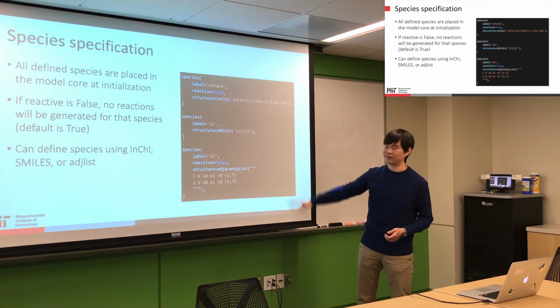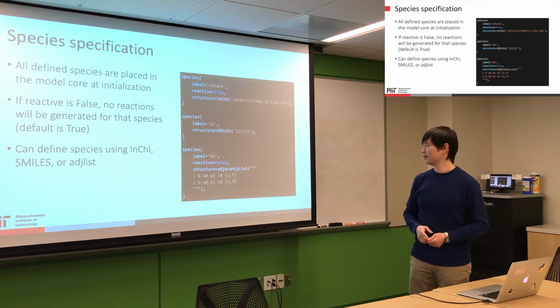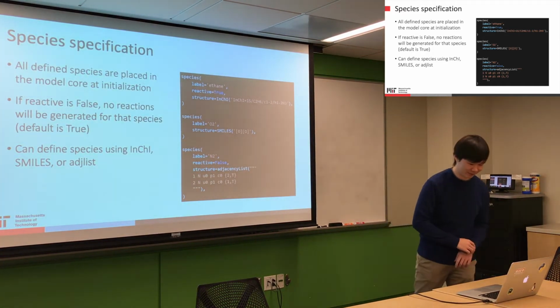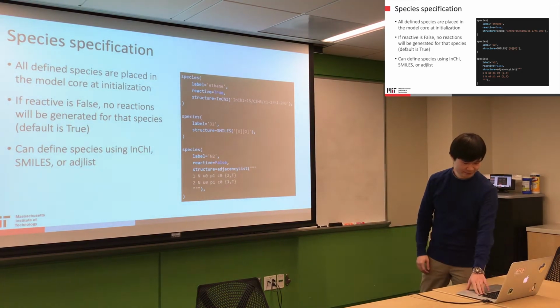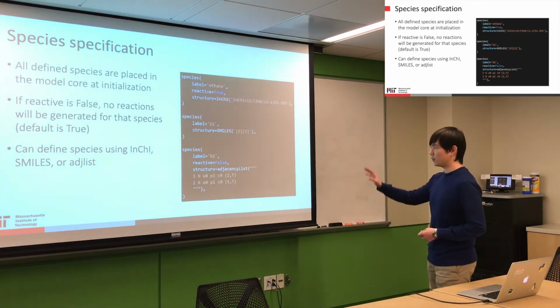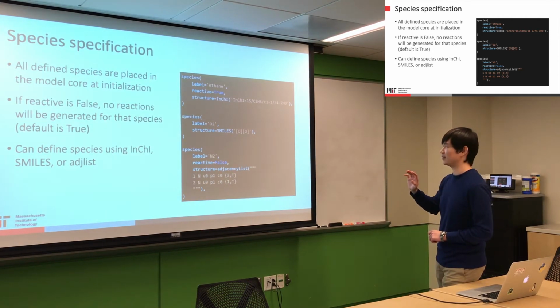You'll generally want to set reactive to false for any inerts or bath gases, which you don't want to be generating reactions for. Of course, if you are generating a mechanism for nitrogen chemistry, nitrogen will probably not be inert in that case. Here, do we need to give transport parameters if we don't provide a SMILES structure? For RMG input files, you can't provide transport parameters at all. You can only provide the structure, which RMG needs to be able to generate reactions for these species.